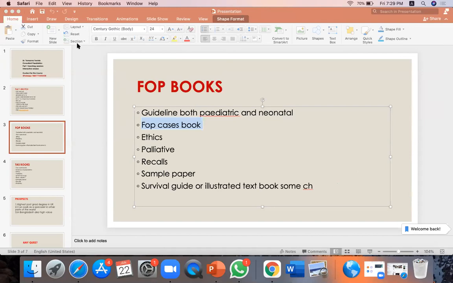Okay, everyone, let us start again. We discussed the guidelines in the Red Book and Blue Book, and also the FOP cases book. Now, ethics and palliative. Ethics and palliative are equally important for both FOP and TAS. For FOP, the ethical questions will be clinically based, like treatment or investigation. For TAS, ethical and palliative questions will be a little bit basic, like pharmacology of palliative care, like morphine. They will ask questions regarding morphine side effects and how to manage them.